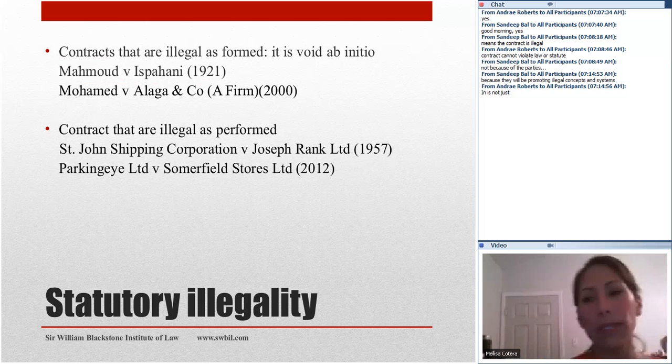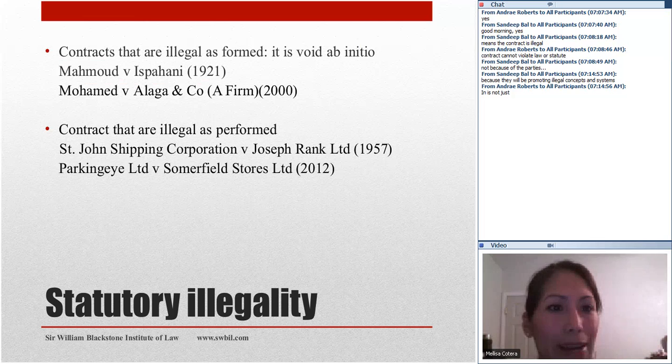Like we said before, contracts that are illegal as formed are void ab initio, which means from the beginning. These contracts are also known as illegal per se. As I have mentioned, these contracts arise when a contract is illegal as formed from the beginning, so it is void ab initio. The illegality is present from the outset of the contract.